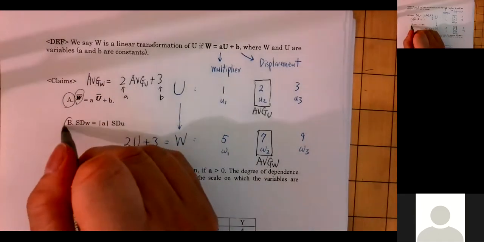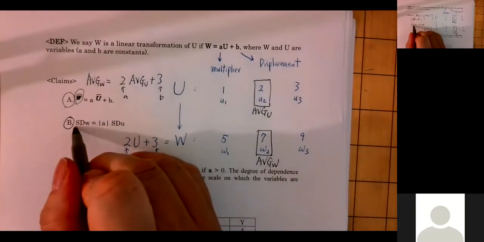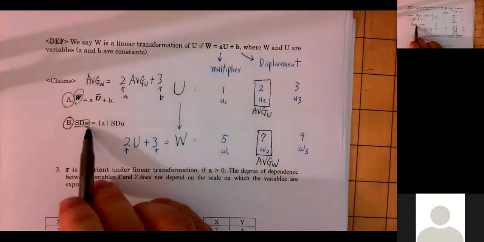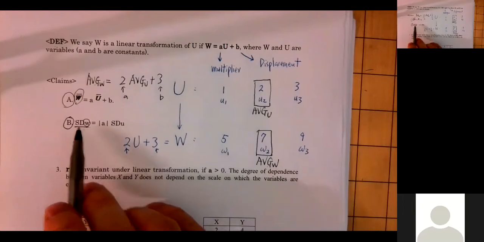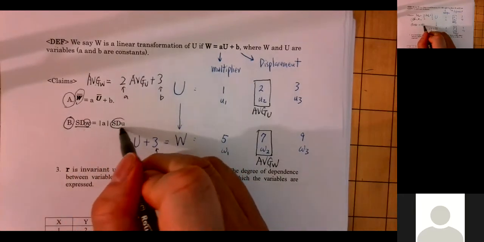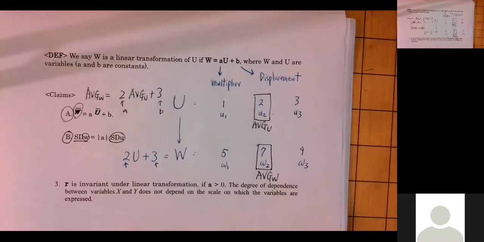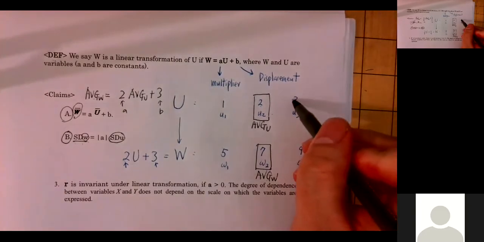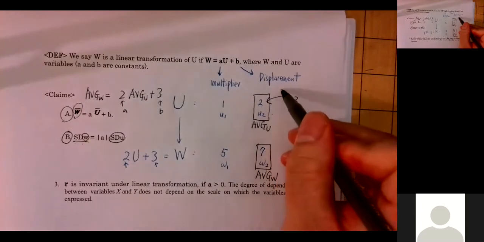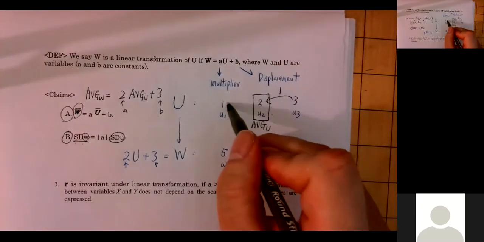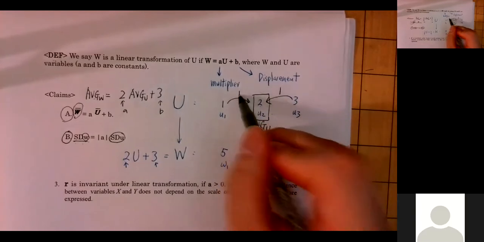Now, second property, standard deviation of W, the spread of the new list. How is that related to the spread of the old list? So let's look at this example again, okay? This is a center. What do you know about the standard deviation? Standard deviation tries to measure the average distance to the center. So look at this 3. How far is it away from the center? The distance is 1, okay? How far is 1 away from the center? The distance is also 1.